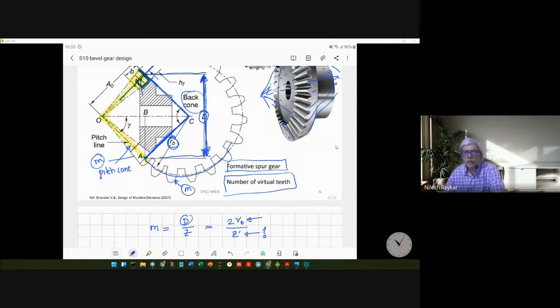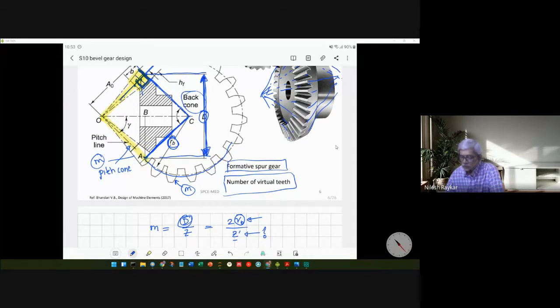I'll repeat the question. In order to determine the virtual number of teeth, we have to eliminate this rb and D. They are not independent. So rb depends on capital D. So what is that relation? By simple trigonometry, you can find out.